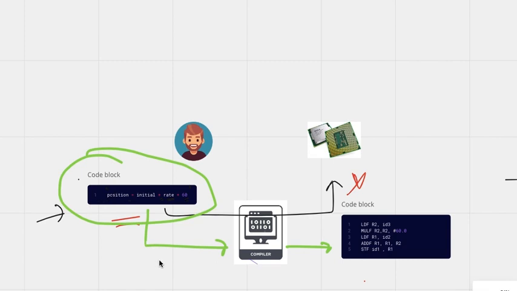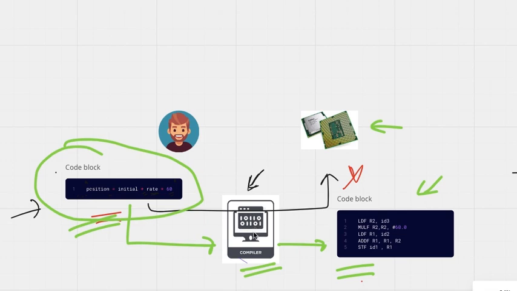In this case, this compiler is taking as an input the high level language and converting it to machine code. So this machine code can be executed on your machine and the computer understands it. So this is the job of a compiler, to translate or convert your high level program into machine code.